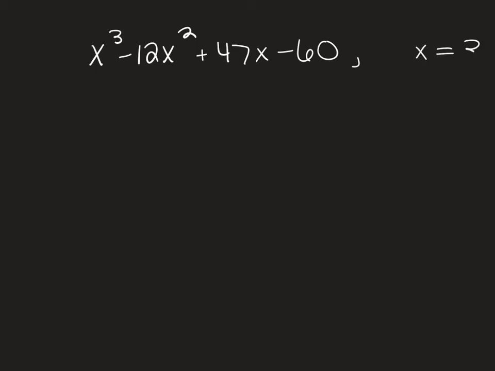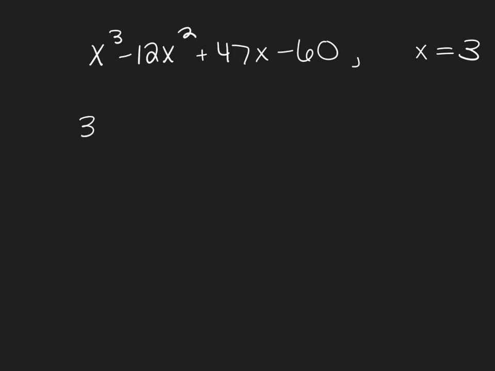Number 4, we have x to the 3rd minus 12x squared plus 47x minus 60. And we know that x is going to be equal to 3. Why do most of these have 3 as a factor? Almost every single one. Yeah, all but 2 of them do. That's kind of funny.